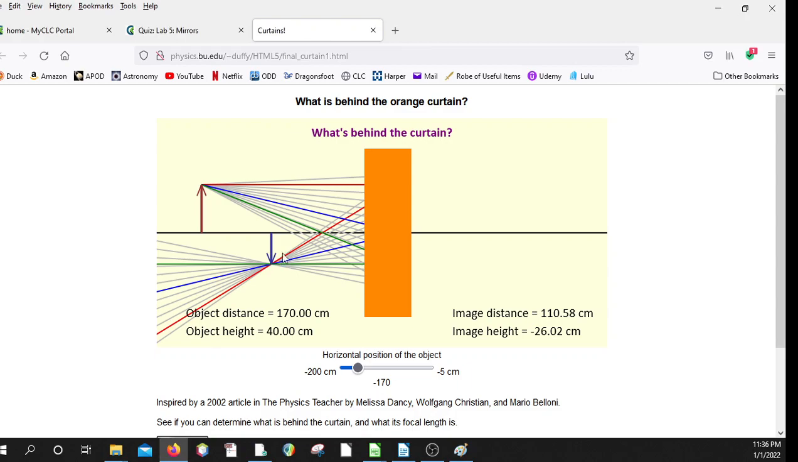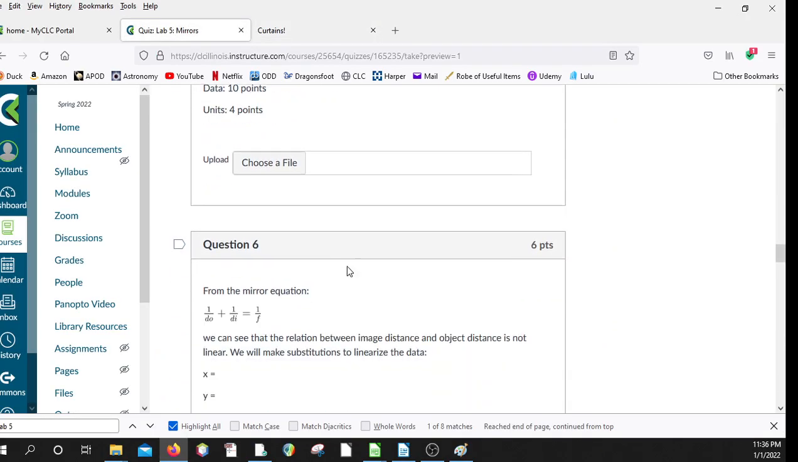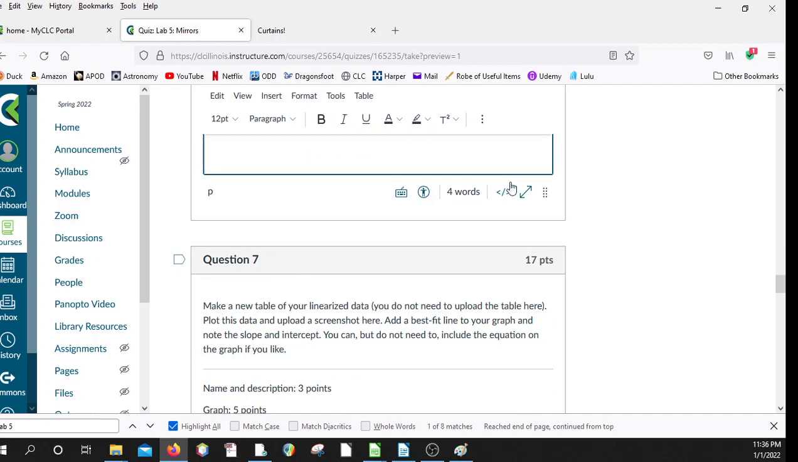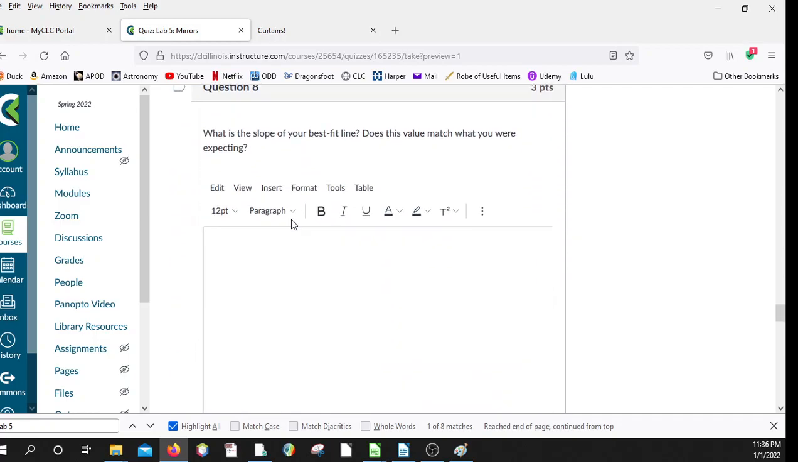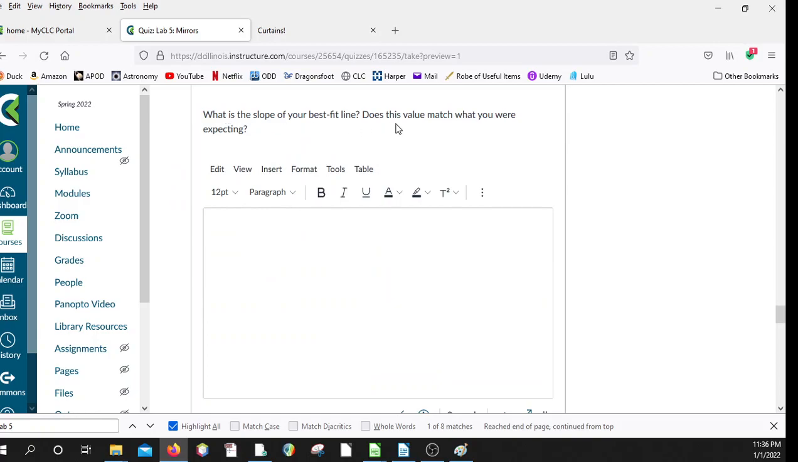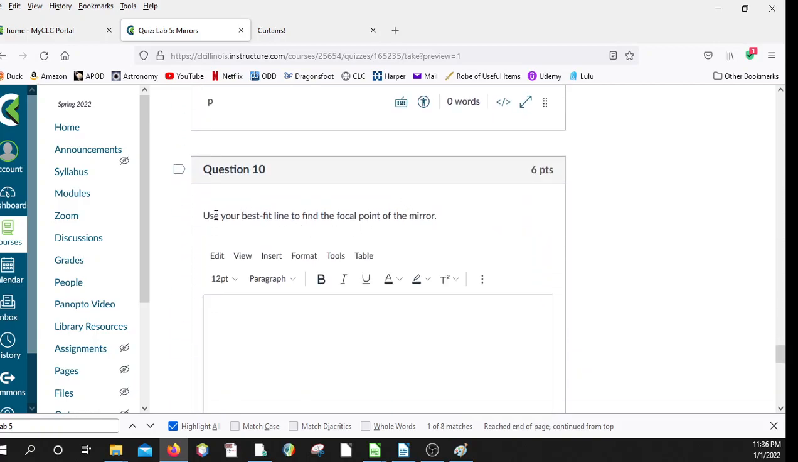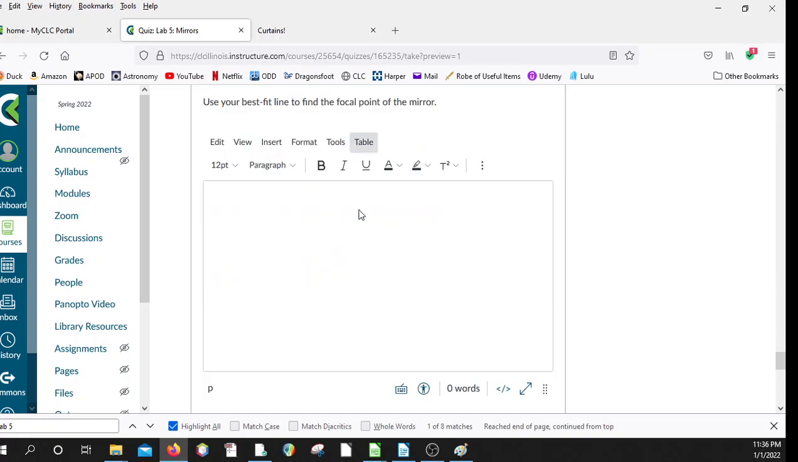And yeah, so you don't need it on your graph. Like you'll see after this, here's where you make your substitutions. So you just write x equals whatever, and submit that. And yeah, like here, it's what is the slope, and here, what is the intercept, and then you'll use that data to find the focal length. I should call that focal length of the mirror. I'll have to fix that.